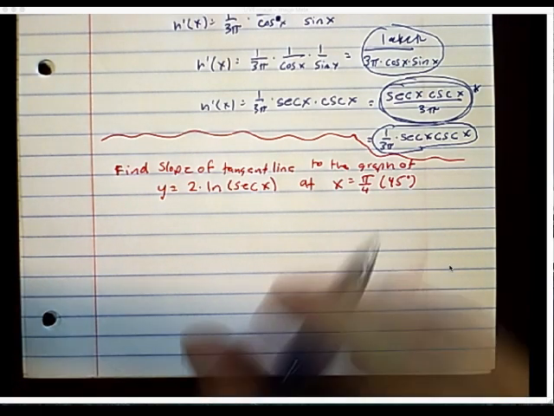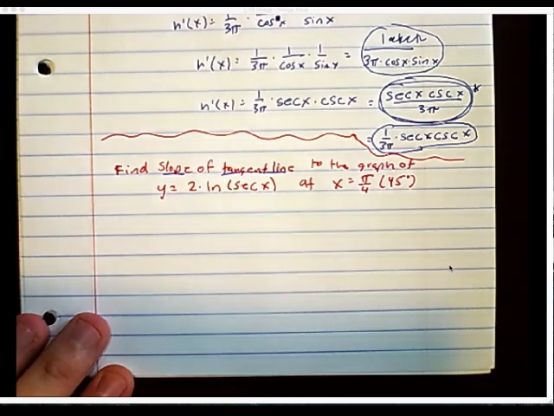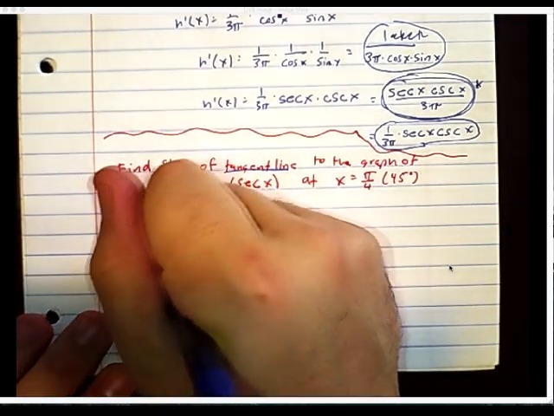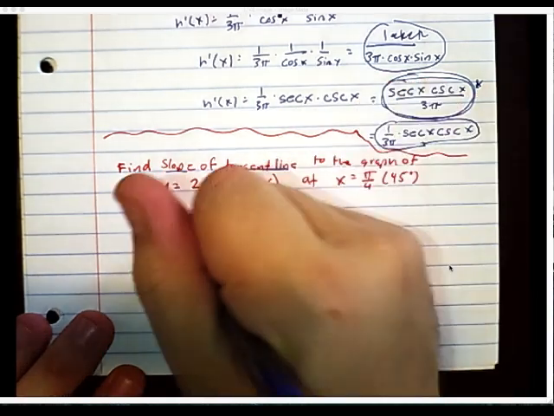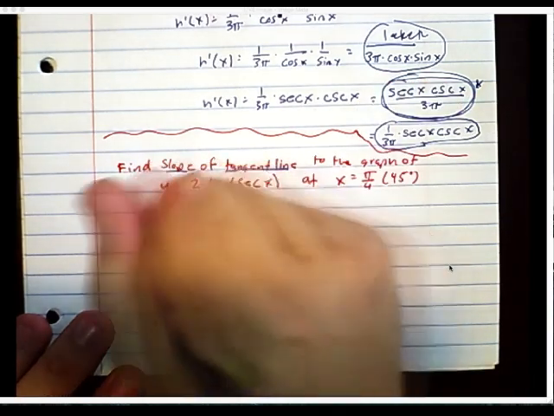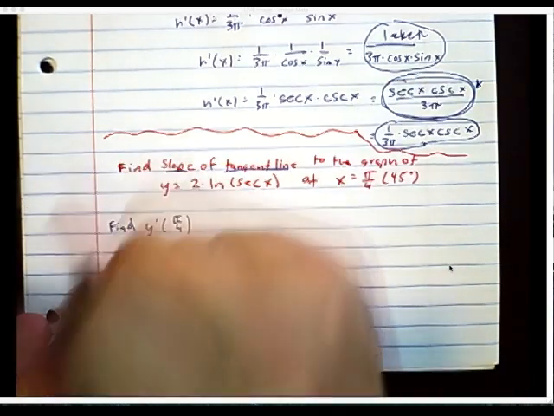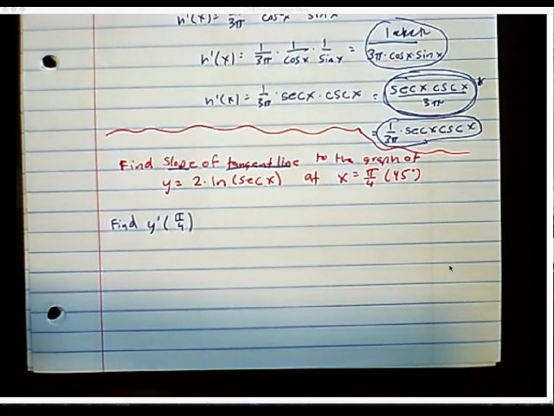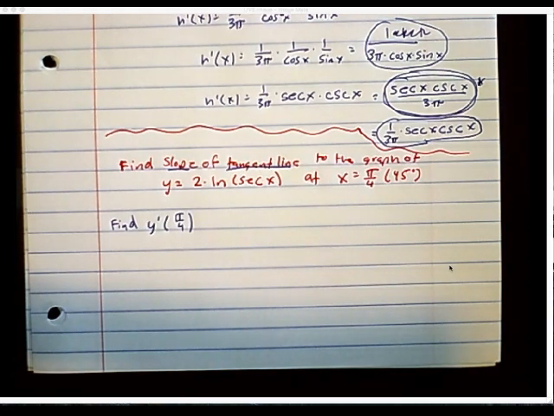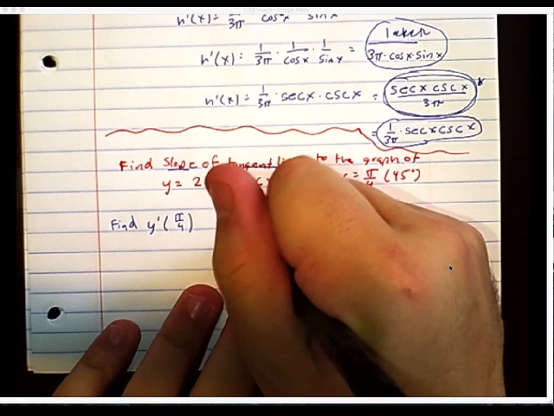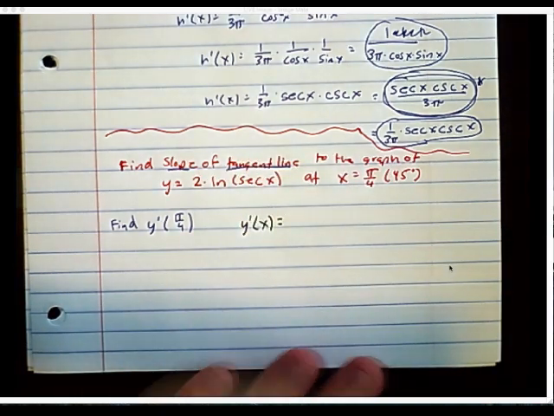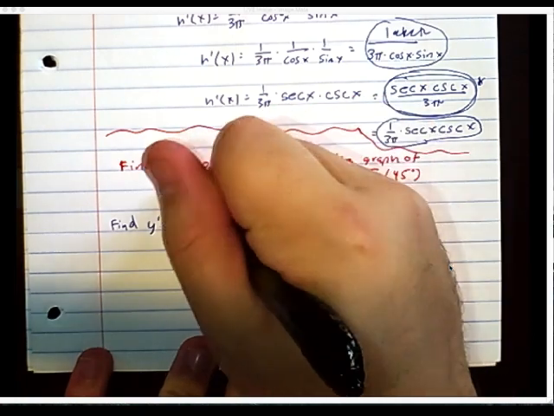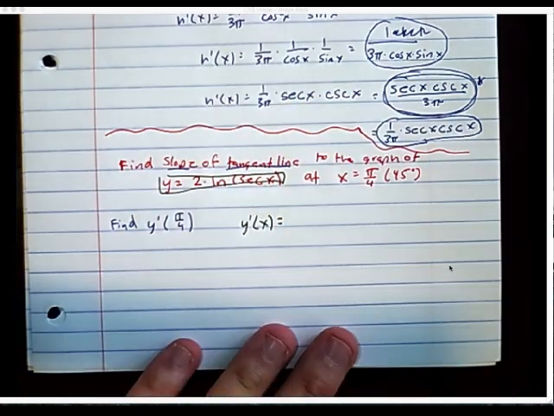Okay. So what is the slope of the tangent line? What I'm really looking for is y prime at this value. That's what I'm trying to find. Find y prime at pi fourths. Before I can find y prime at pi fourths, I need to find y prime of x. Well, here's what y is. So let's find y prime.